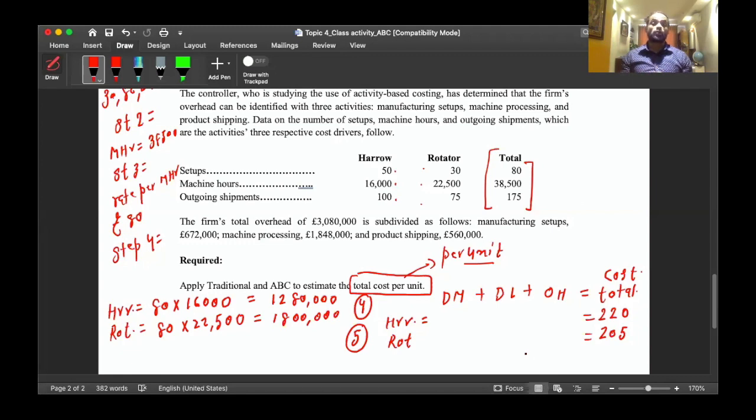Why 220? You should know why 220. Direct material per unit, direct labor per unit, and overhead per unit. How much is direct material per unit for harrow? Tell me. Quickly say something and then we move. Yes, 35. And direct labor for harrow? 25. And how much is overhead per unit for harrow?